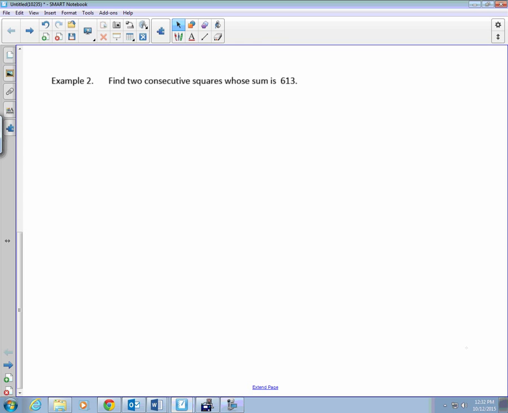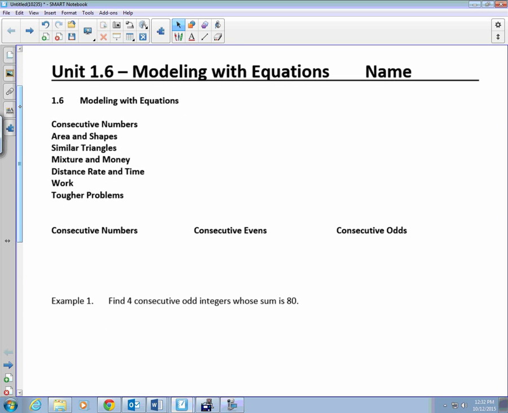Okay, here we go. So we have these topics: consecutive numbers, area and shapes, similar triangles, mixture of money, distance, rate, and time. We have work problems, and we just have tougher problems. Problems where it's like, how do you start? Where do you even begin? I don't know. We'll just work through it. So we're going to cover consecutive numbers first.